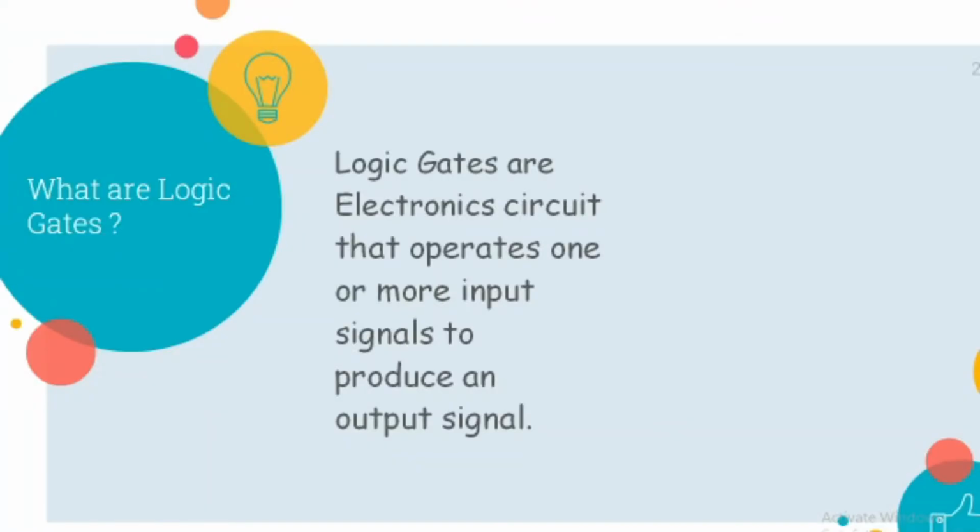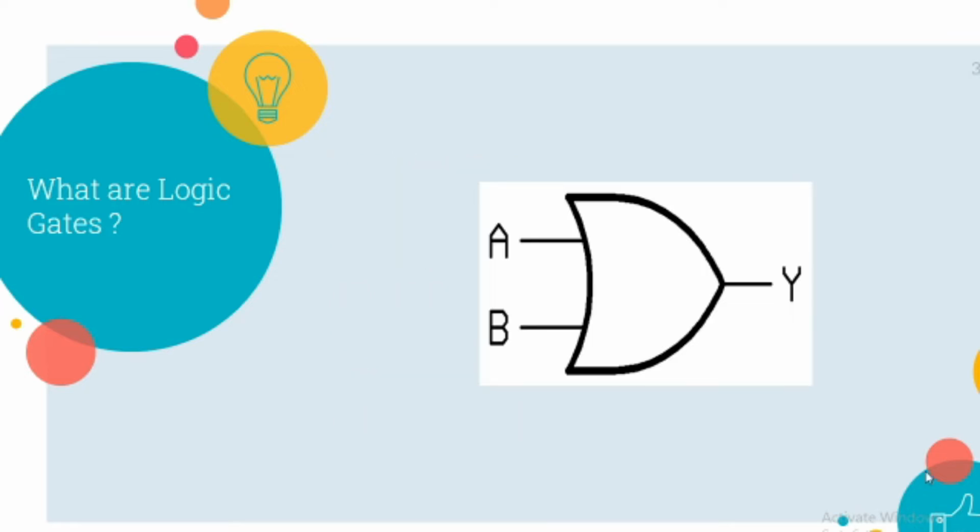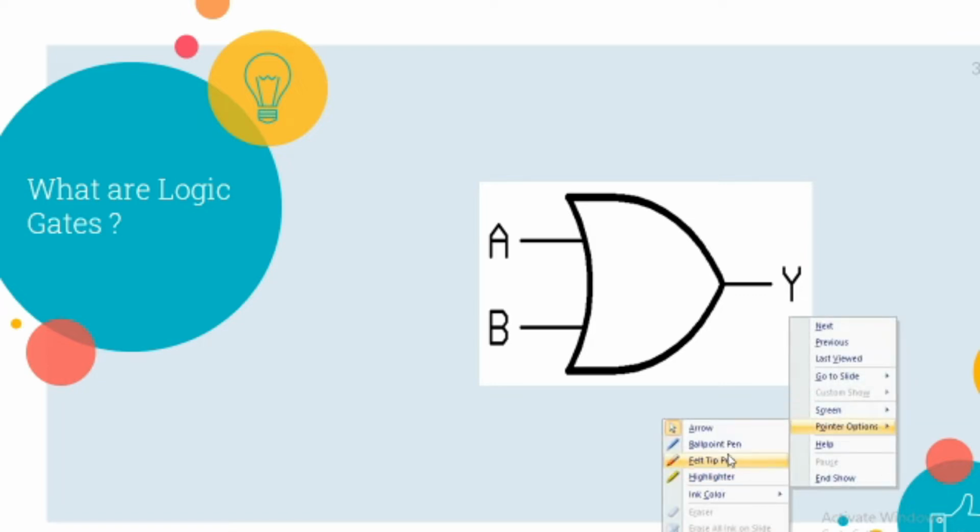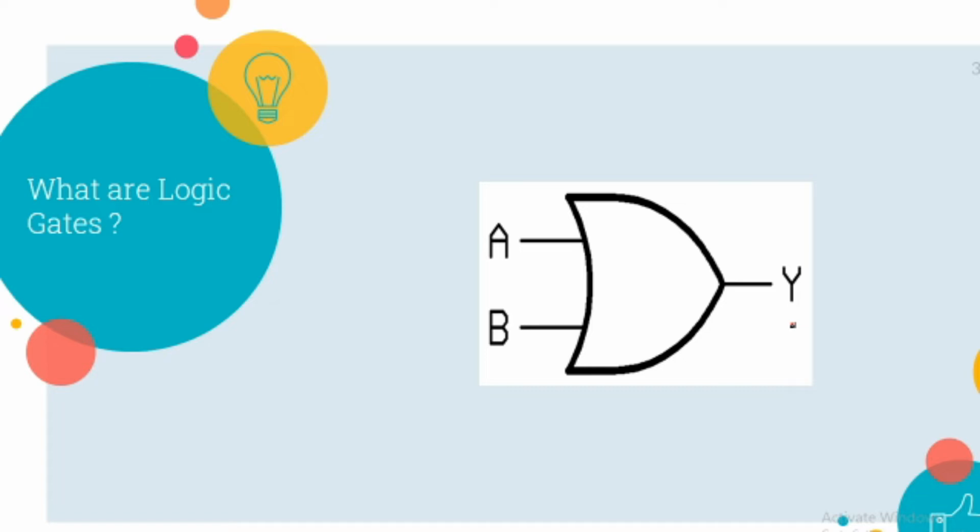Basically, logic gates are electronic circuits that operate on one or more input signals and produce a single output. For example, here we have two inputs, the first one is A and the second one is B, and it gives a corresponding output, Y. The inputs and output are in the form of a Boolean function that may be true or false, but in electronics that is 1 or 0, and our output will also be 1 or 0.